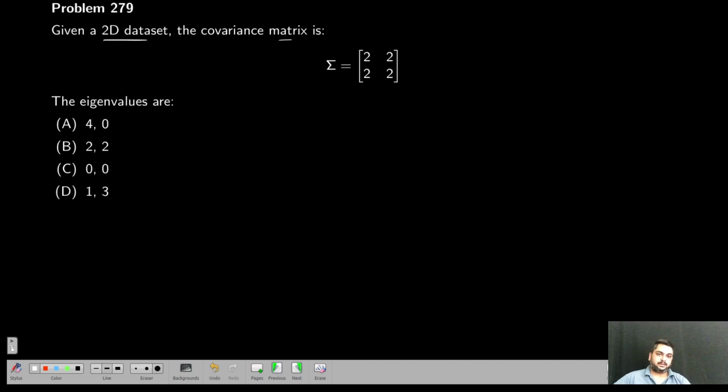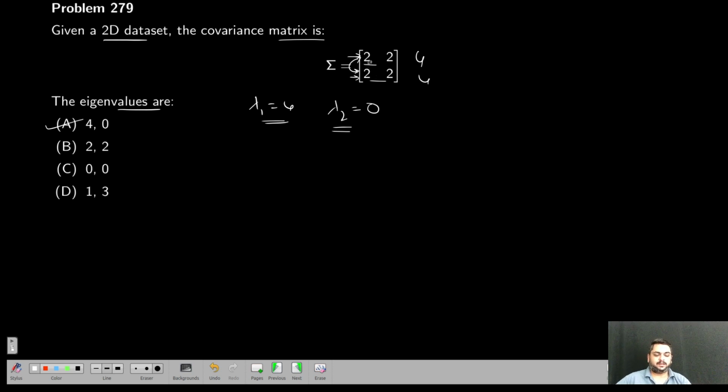Given a 2D data set, the covariance matrix is given. The eigenvalues are, so just find the eigenvalues. Check whether two rows or columns sum to the same value. If I take 2 plus 2 is 4, and then 2 plus 2 is 4, definitely one eigenvalue will be 4. Both rows are dependent, so one row is at least dependent on the other. If I apply row echelon form, I will get one row as 0. If one row is 0, then one of the eigenvalues will be 0. That is the shortcut to find the answer.